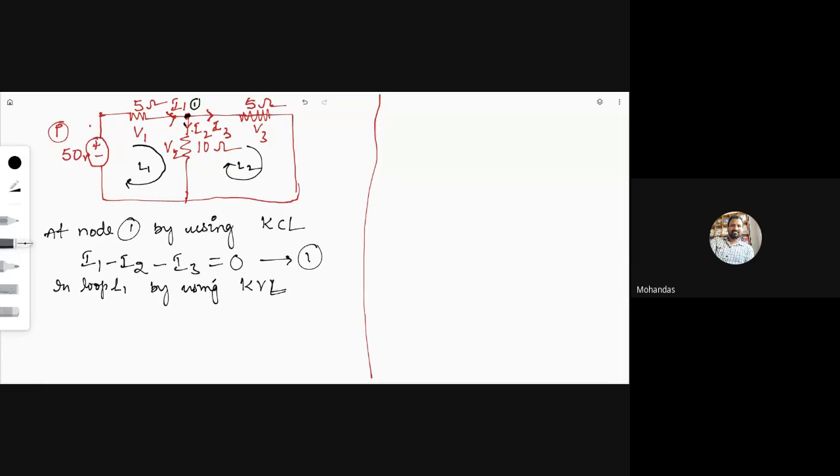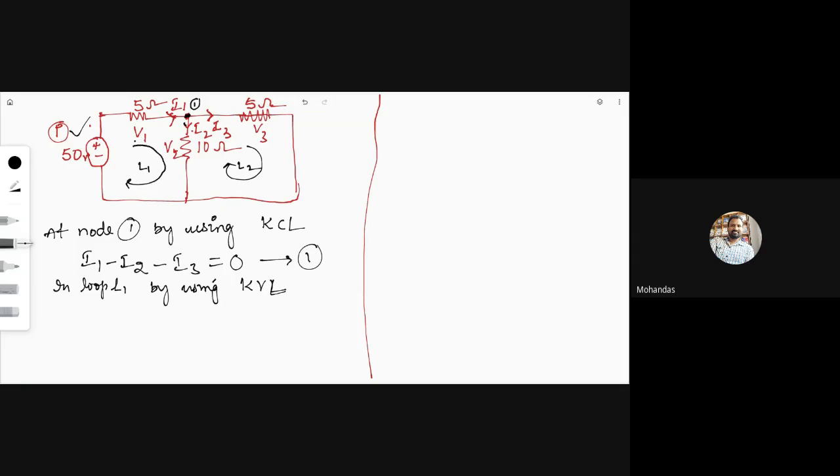What is the KVL? Algebraic sum of all voltages around a closed loop is equal to 0. Now, this is one voltage source. I am going to write this KVL equation in this loop only.